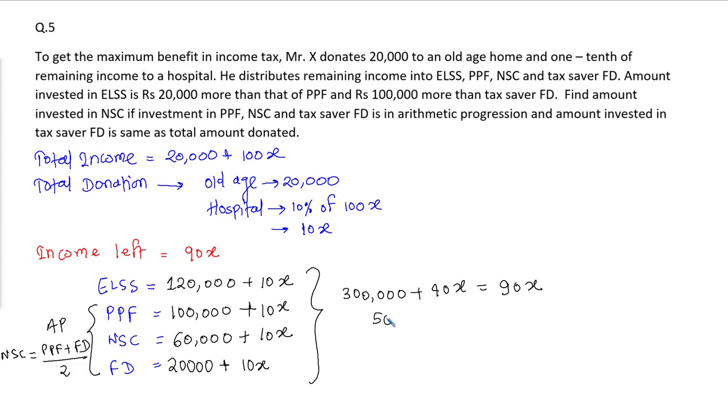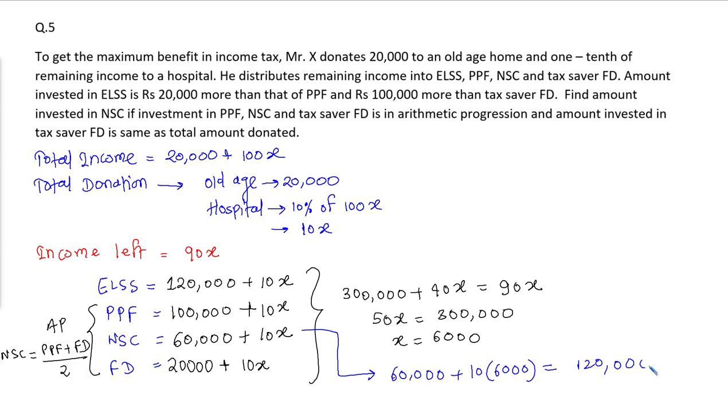So the value of 50x is going to be how much? 3 lakh, that is, the value of x is going to be 6,000 rupees. We want to find the amount invested in NSC. Okay, the amount invested in NSC is how much? 60,000 plus 10 times x, that is 10 times 6,000. 60,000 plus 60,000, that is equal to 1,20,000 is the correct answer. This is how we can solve this question. Okay everyone.